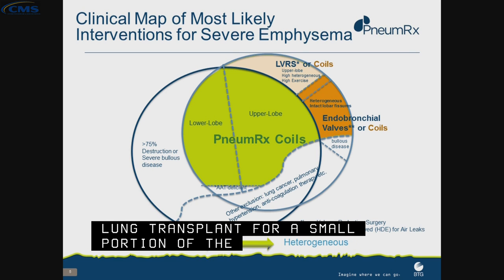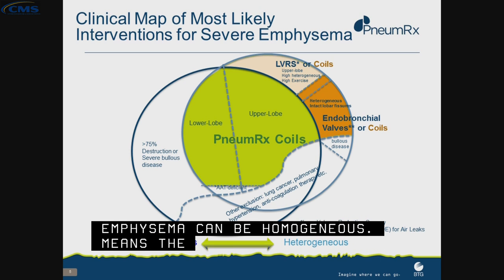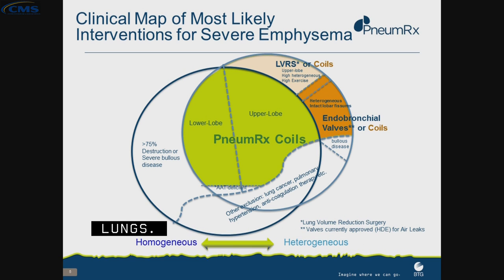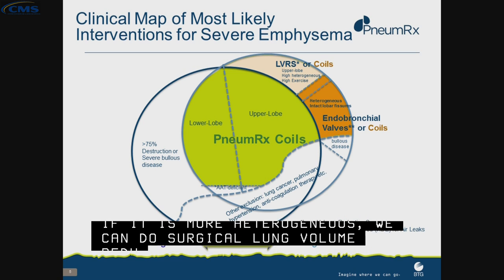Emphysema also can be homogeneous, as you see on the left. Homogeneous meaning the destruction in the alveolar sacs is uniform throughout the lungs, or more heterogeneous on the right, which is more concentrated in lobes, specifically the upper lobes of the lungs. And you can see if it's more heterogeneous, we can do things like surgical lung volume reduction, where you can actually remove the more destructed parts of the lungs, like the upper lung lobes.